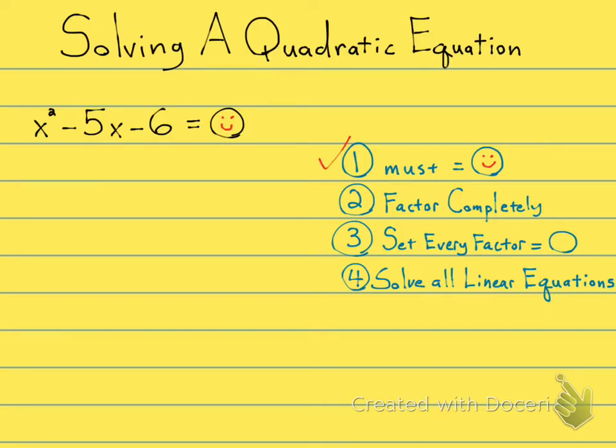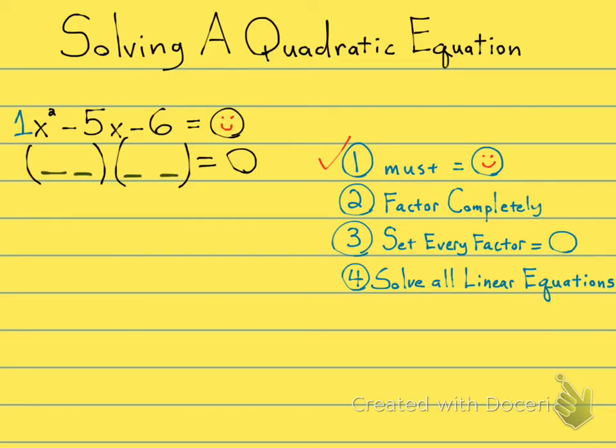Step 2, factor completely. Okay, this has a leading coefficient of 1. We can go straight to the two binomials. I call this the easy 1 because it starts with the number 1. Let me put it right there. And if it's an easy 1, you don't have to do AC or any of that. You don't have to split up the middle term. You just go straight to these two binomials.